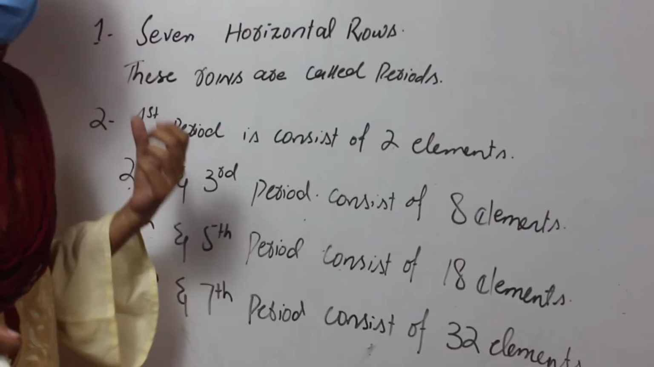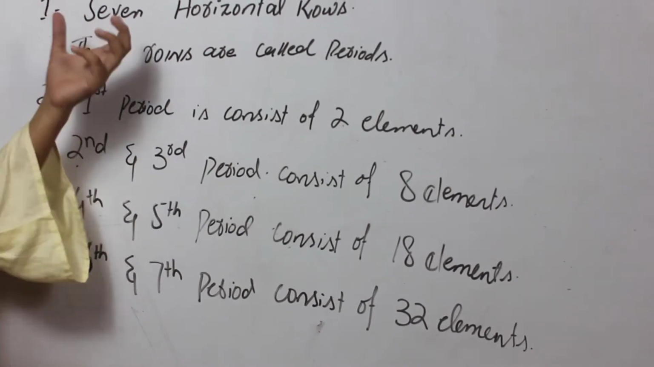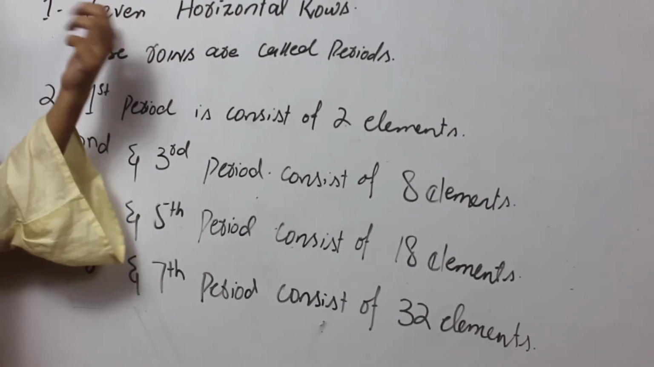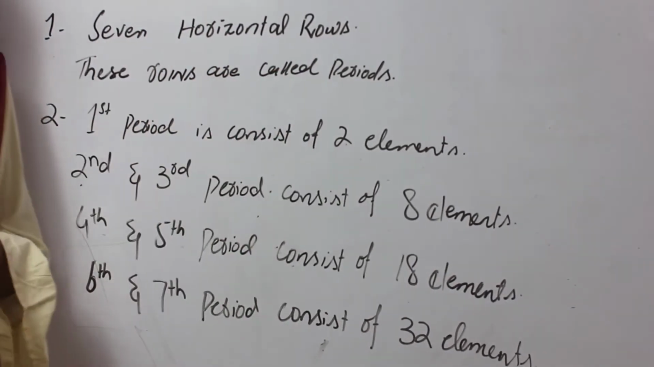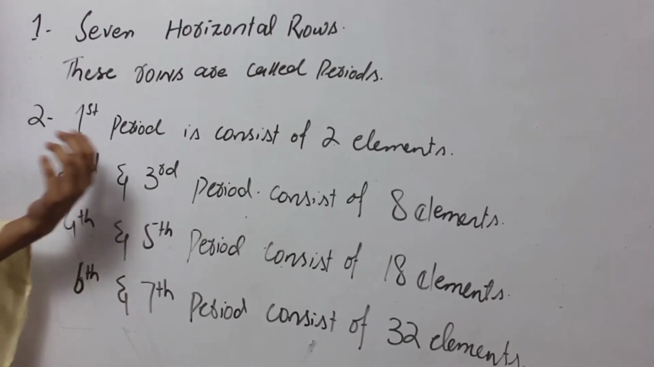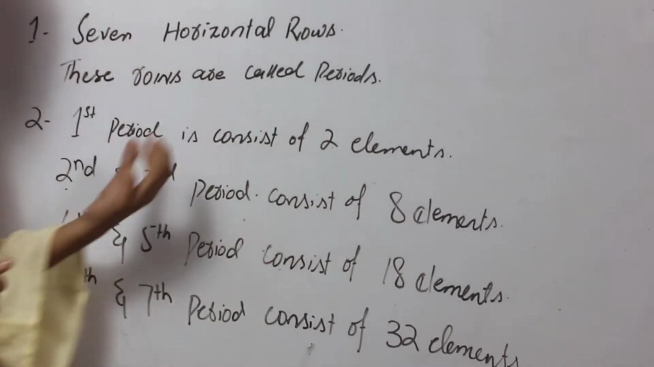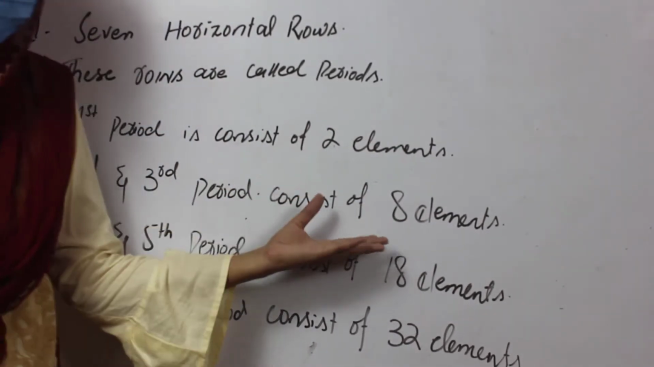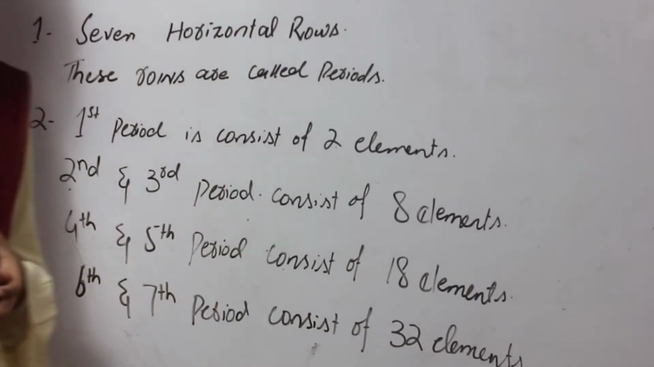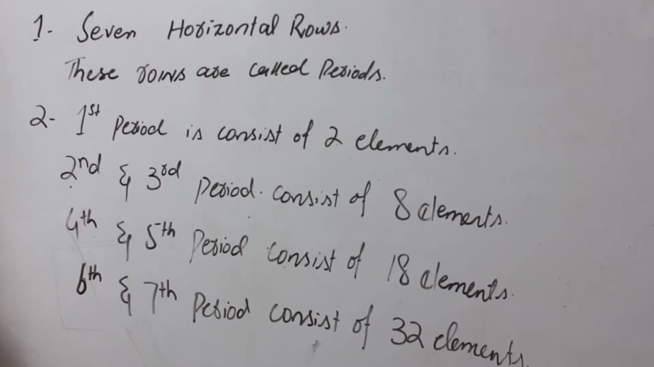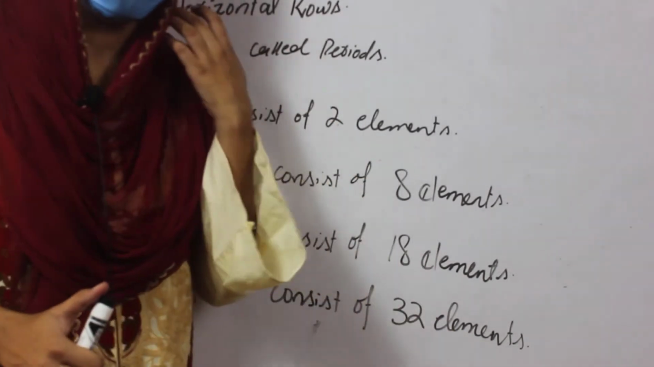I repeat, the first salient feature of the long form of the periodic table is that it has these 7 horizontal rows. These rows are called periods. In these periods elements are distributed. How are they distributed? In the first period only 2 elements are present, and in the second and third periods 8 elements are present. In the fourth and fifth periods 18 elements are present, and the 6th and 7th periods are the very long periods. That's why they have 32 elements.